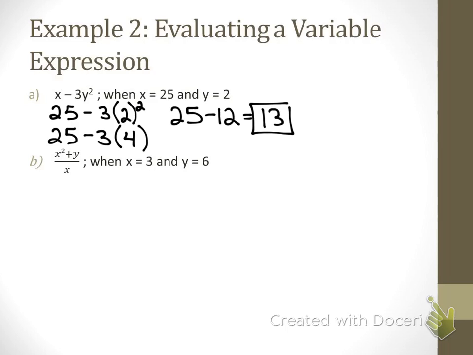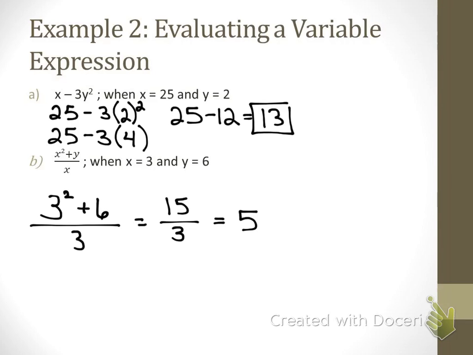All right, I want you to try to solve the next one on your own, and then we'll go over it. All right, so I make my substitution. 3 squared plus 6, so 9 plus 6 is 15. 15 divided by 3 is 5.